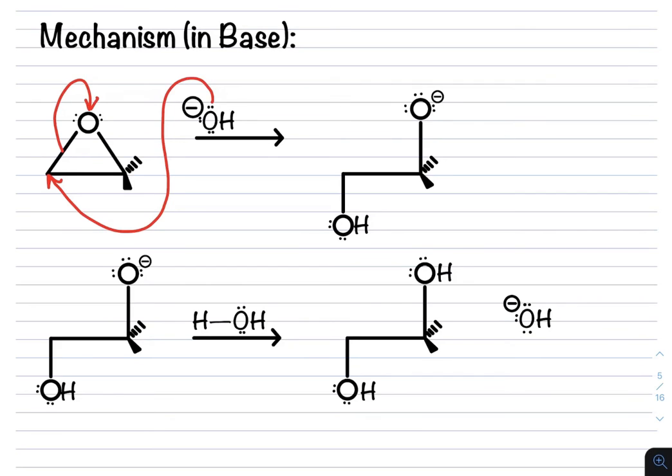Now to remind you, the reason why in acidic conditions the nucleophile attacked the more substituted carbon is because the oxygen, once it was protonated by the acid, pulled away, making a much more electron-poor carbon and an easier to break carbon-oxygen bond. Thus in those conditions, it was much more favorable for the nucleophile to attack the more substituted carbon. But here we don't have that oxygen pulling away, so the nucleophile attacks the less substituted carbon.